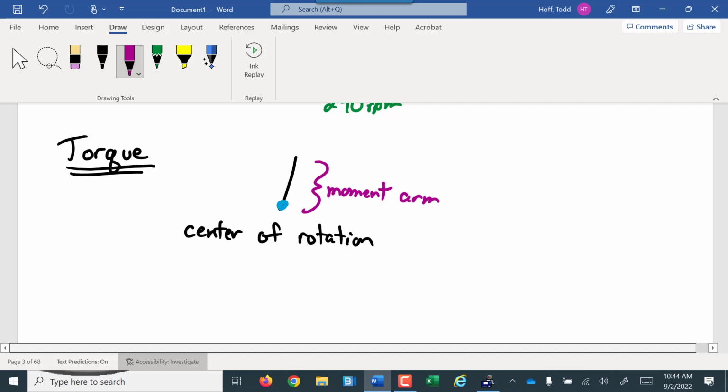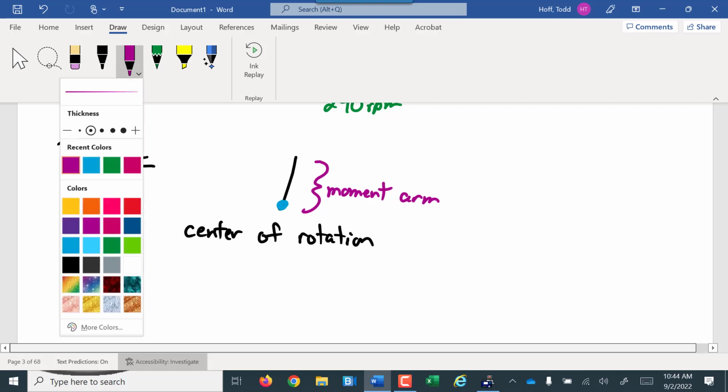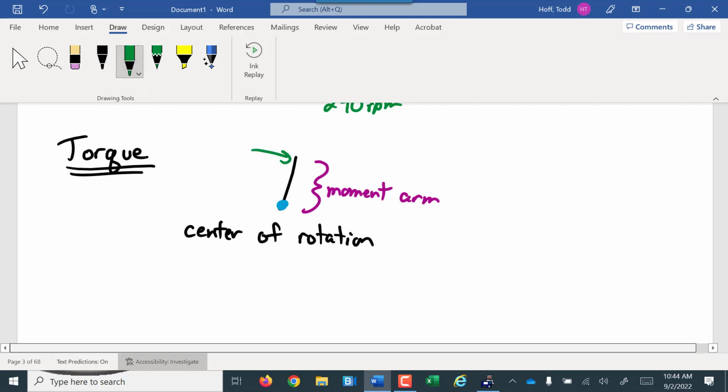And then of course there is an applied force. So the torque is equal to the applied force times the length of that arm.